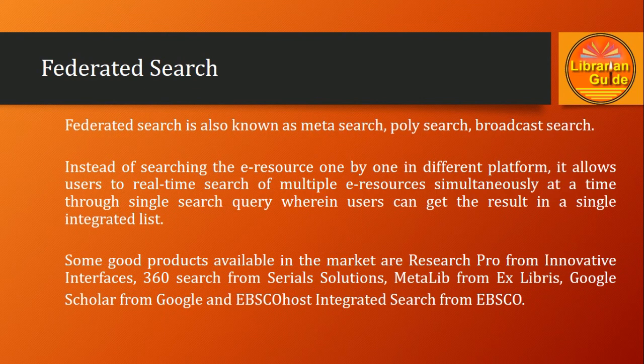And some good products available in the market are Research Pro from Innovative Interfaces, 360 Search from Serial Solutions, MetaLib from Ex Libris, Google Scholar from Google, and EBSCOhost Integrated Search from EBSCO. So these are some very good examples of federated search products which can be an effective way to provide access to these e-resources.